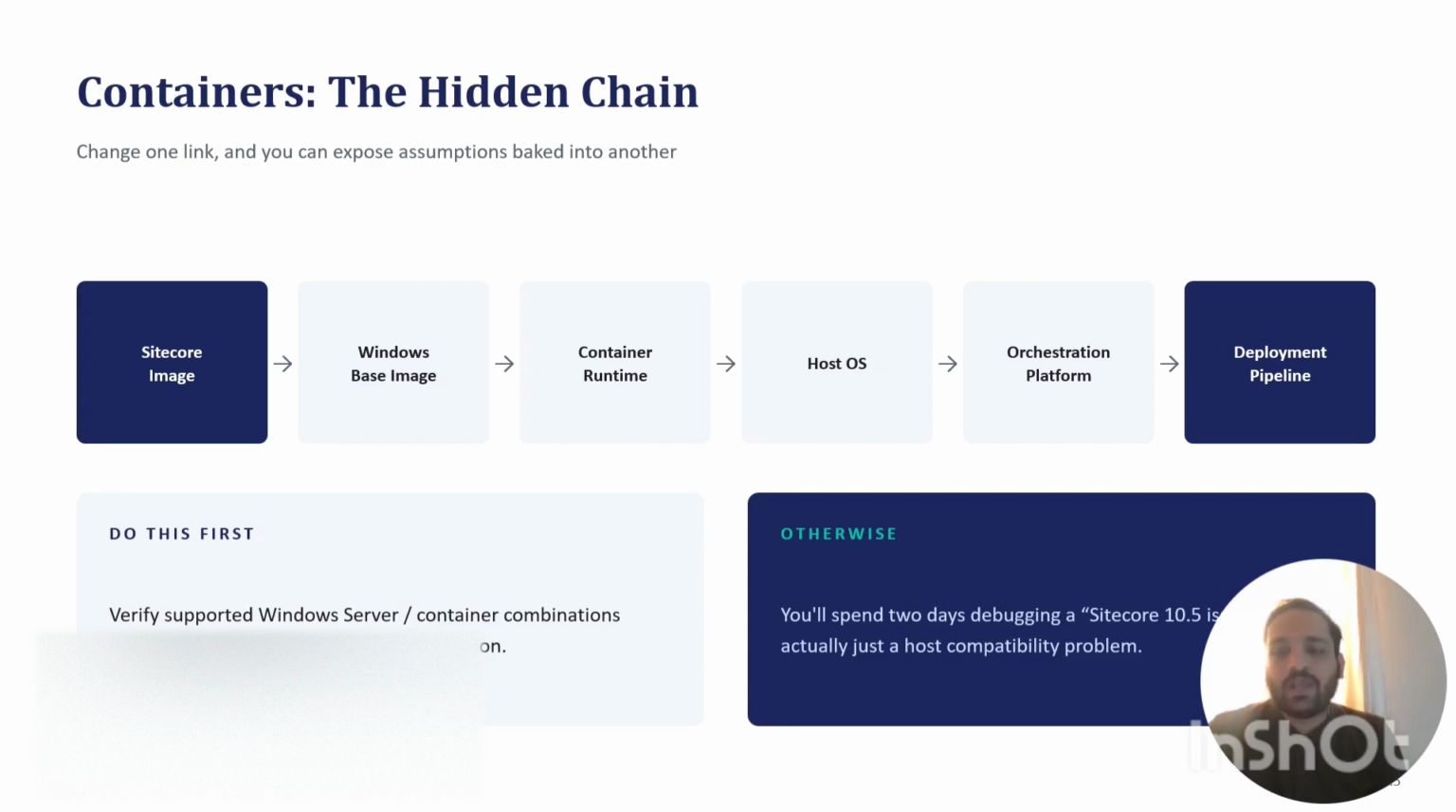So next up, I think, the containers, because this is a classic case of a Sitecore upgrade quietly turning into an infrastructure upgrade. If your org runs Windows containers, don't treat the new Sitecore images as an application-only change. Work the whole chain: Sitecore image, Windows base image, container runtime, host OS, orchestration platform, deployment pipeline. Change one link and you can expose assumptions baked into a completely different one.